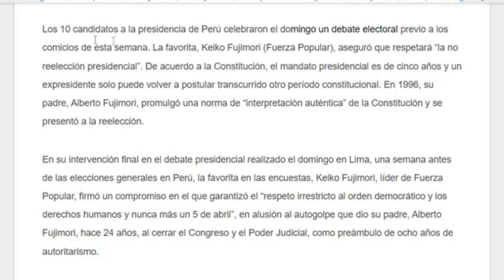So the 10 candidates for the presidency of Peru celebrated Sunday an electoral debate prior to this week's elections. The favorite, Keiko Fujimori of Popular Force, assured the world that she will respect no presidential re-election. According to the Constitution, the presidential mandate is 5 years, and an ex-president can only run again after a constitutional period.